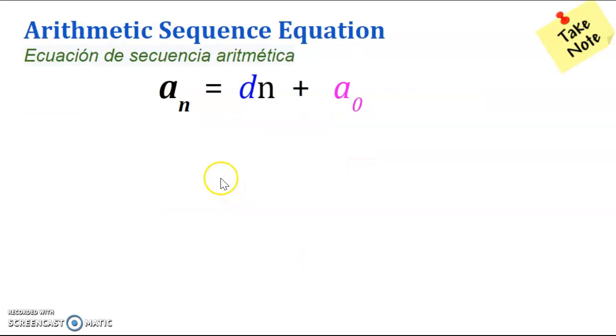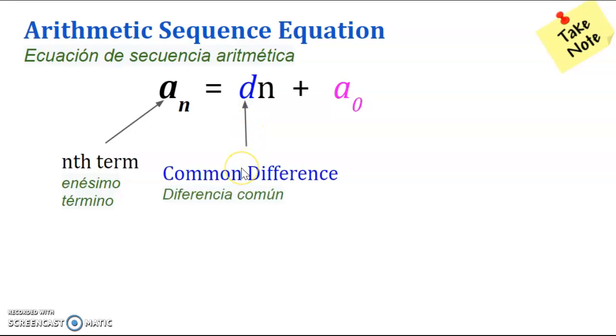Great, so now you're taking notes. This is the generic form of the arithmetic sequence equation. A sub n, that means the nth term value, is always going to be D times n plus A sub 0. D represents the common difference and A sub 0 represents the zeroth term value.